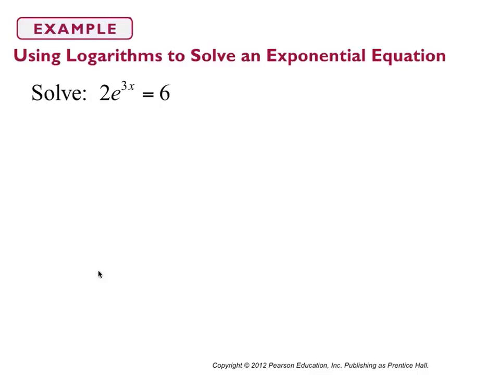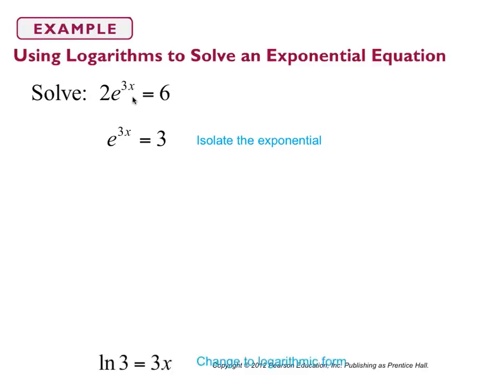Okay, we can also use logarithms to solve exponential equations. So let's say we have something like this: 2 times e to the 3x power equals 6. You always want to get the exponential, whatever has the exponent attached, by itself. So in this case, we divide both sides by 2, and we get e to the 3x equals 3.